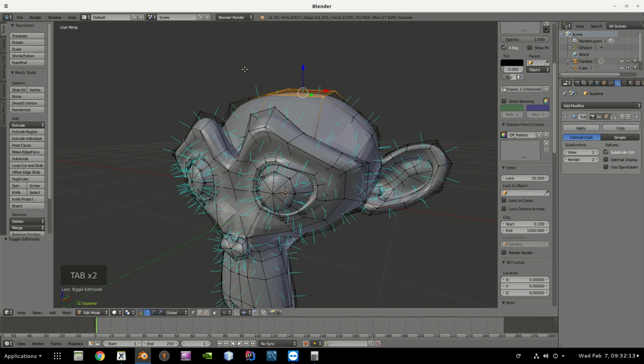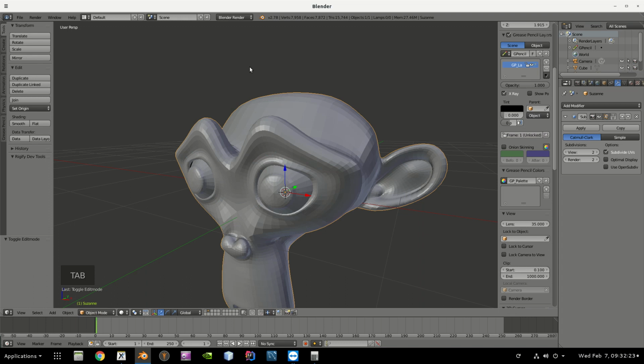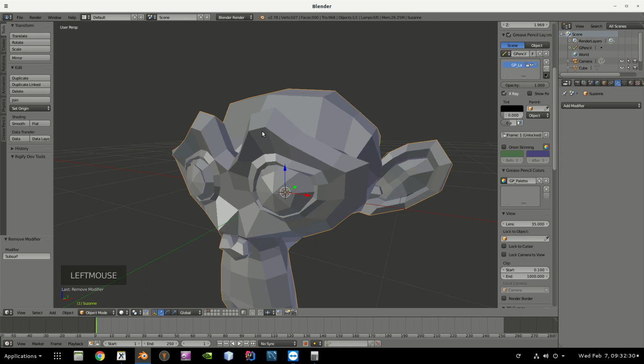the edit mode, see the number of edges, faces, and vertices. Oh, I have a subdivision surface. Let me disable that for now. Let me get rid of that.